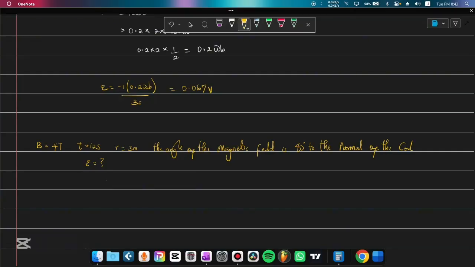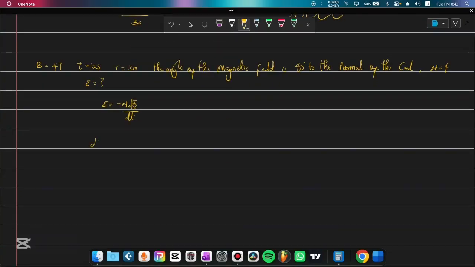Now we know that the induced EMF is equal to negative N. Okay, let's even say the number of turns is 4. If it has 4 turns, as it looks like this, 1, 2, 3, 4. Let's say this is the coil. We know that the induced EMF is equal to negative N d phi dt. But we have to first find the phi first. And we know that our d phi, or just phi, basically anything you call it, is going to be equal to B A cosine theta.